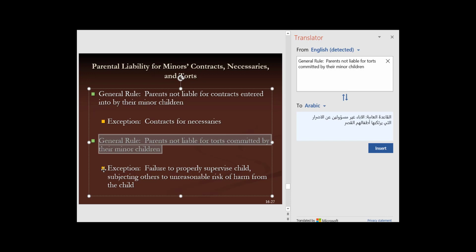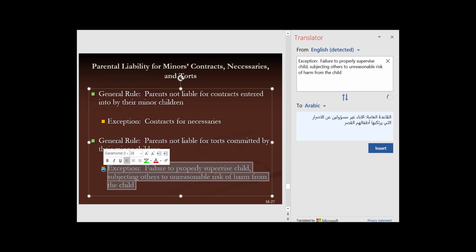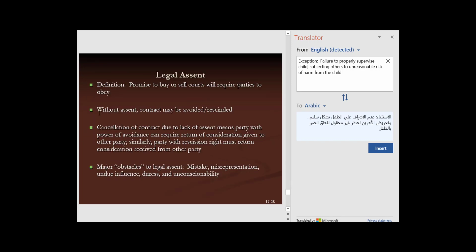General rule for torts. Remember, this is where the child throws a ball at someone who's walking by. He hits him in the head very hard. Baseball. And so now the parent has to pay because he did not supervise the child properly. He should have realized that throwing the ball into the street could hurt someone, hit somebody.